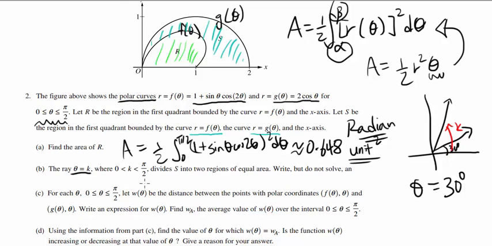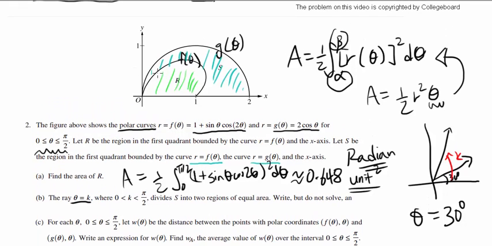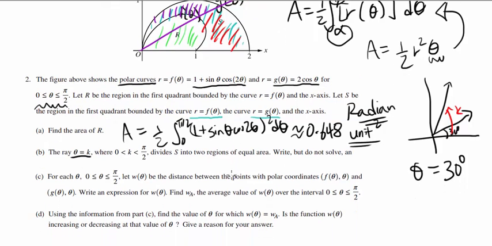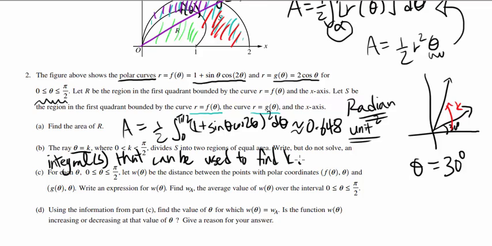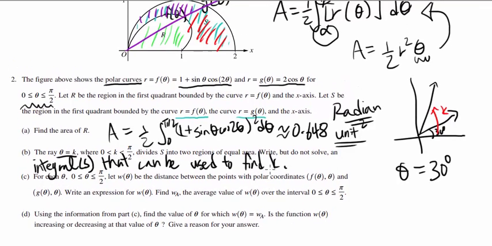Where k is between 0 and pi over 2, the ray divides S into regions of equal area. So you have this ray going on, and you know this area to the left and this area to the right are the same. Right, but do not solve for k. Oh man, I did not copy the entire question. It should be: write the integral or integrals that can be used to find k. That was the question. I am sorry for cutting it apart.